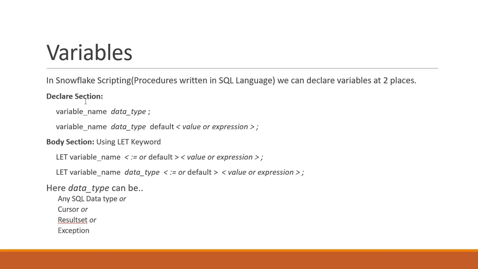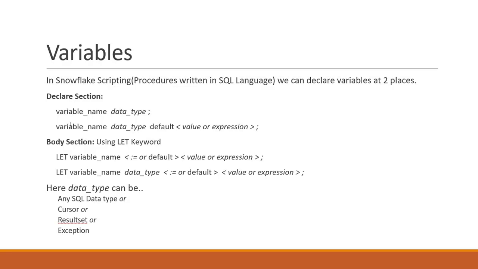So in the declaration section I can declare the variables just by giving the variable name and its data type. And if I want to put some default value for that variable, I can do it by using the keyword called default. So the syntax will be variable name, space, data type, space, default, and the default value for that variable. And in the body section also we can define variables by using the keyword called let.